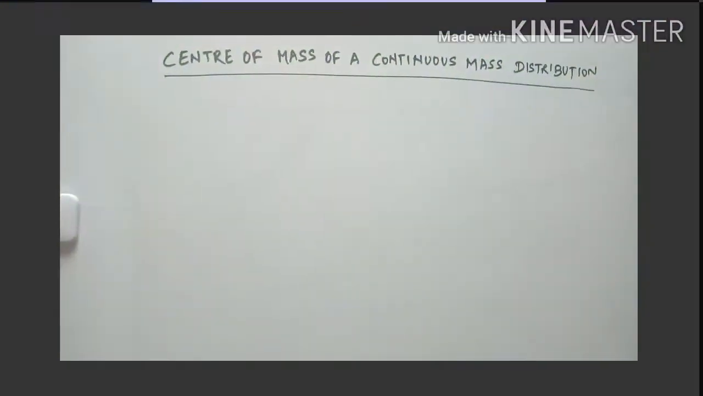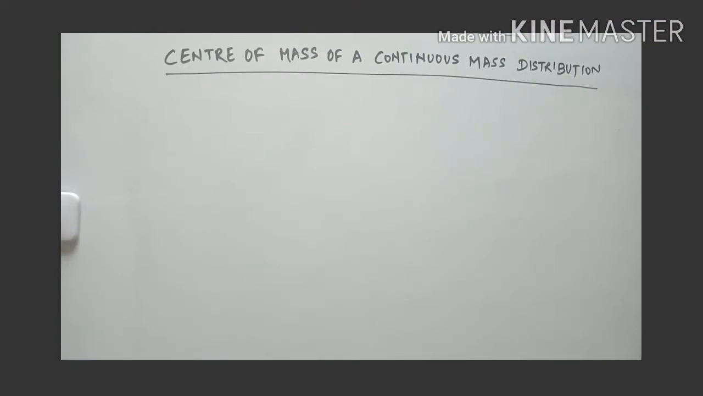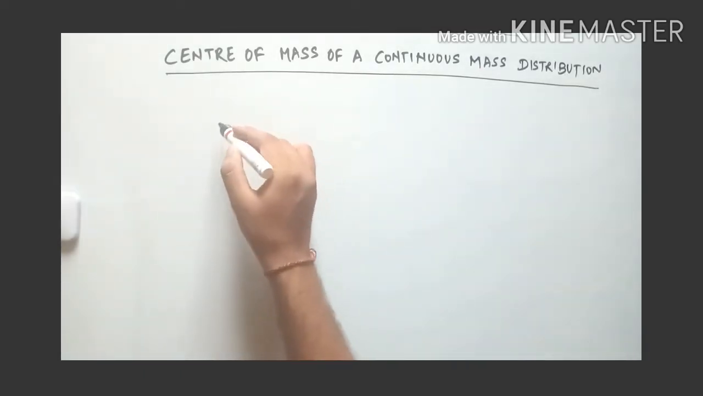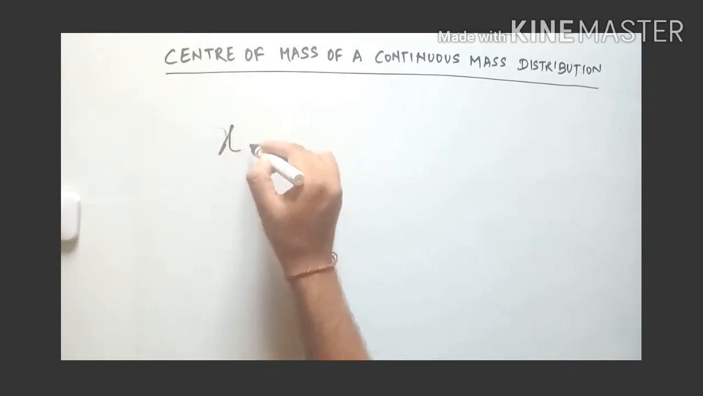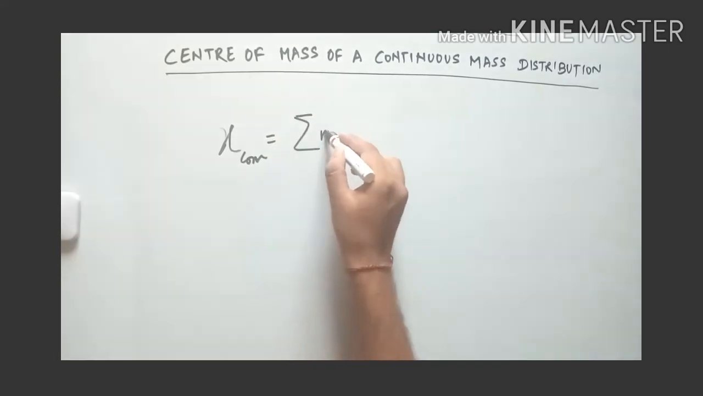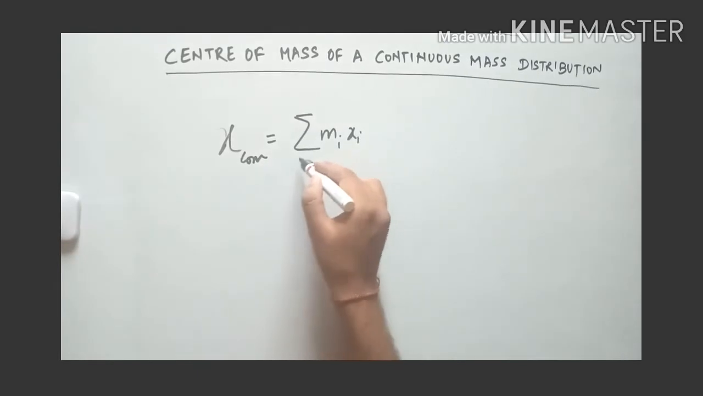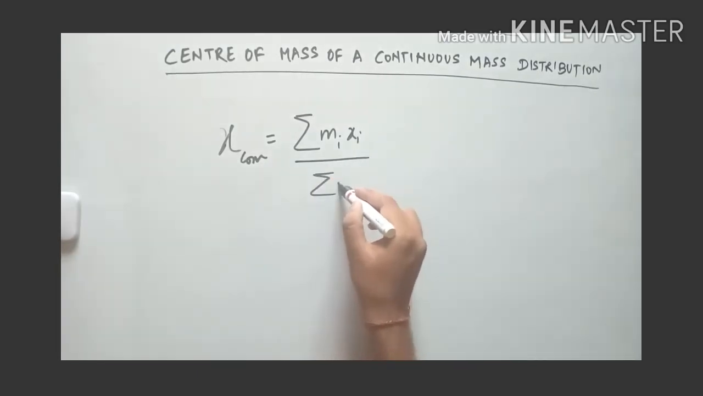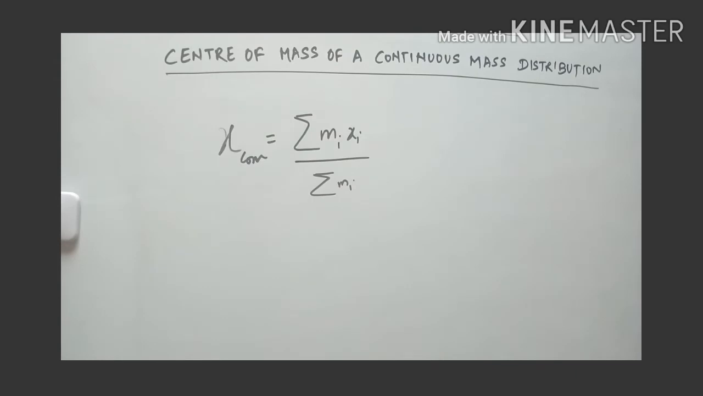So students, we are going to discuss the center of mass of a continuous mass distribution. We have seen that for a discrete mass distribution, if you want to find the center of mass, x COM is equal to summation mi xi divided by summation mi. So this formula can be used for discrete mass distribution.